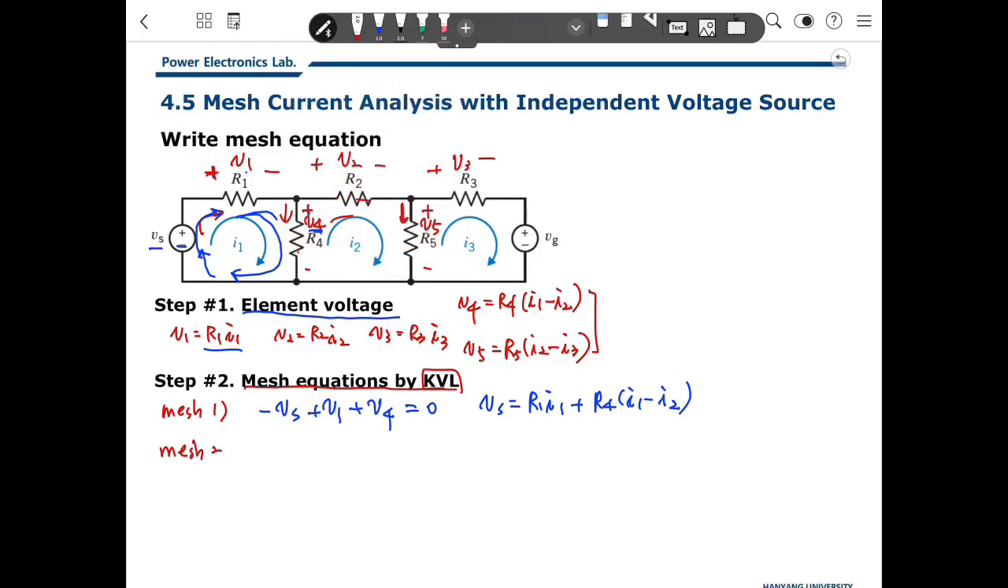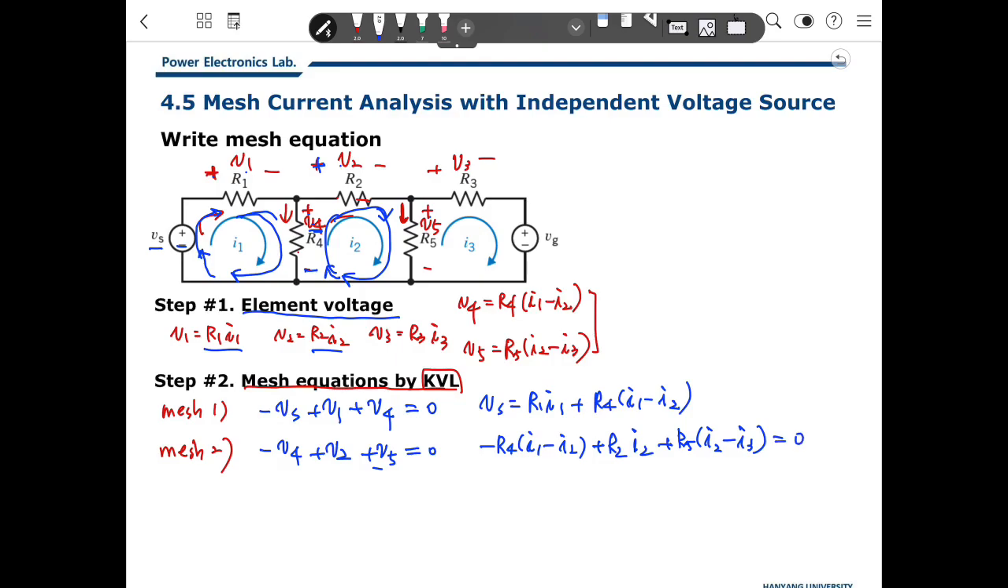Now mesh 2. I will start here. I made minus V4, plus V2, and plus V5, and back at the start point it will be 0. So minus V4 is minus R4 (I1 minus I2), and V2 is plus R2 I2, and V5 is plus R5 (I2 minus I3), which will be 0.